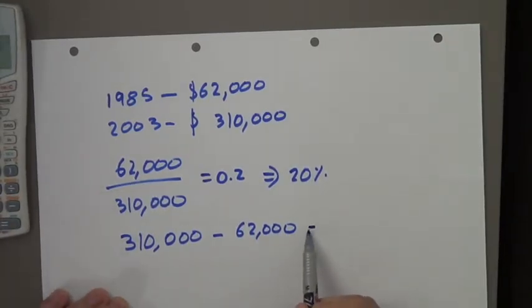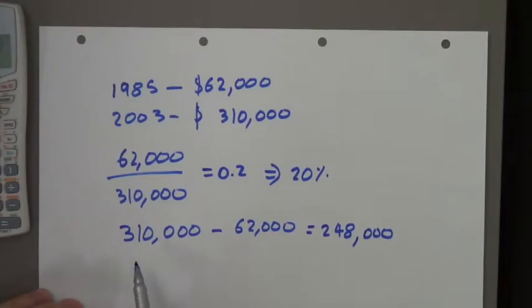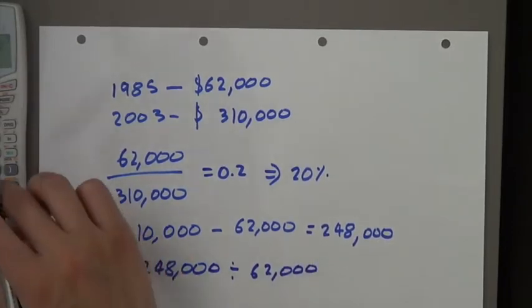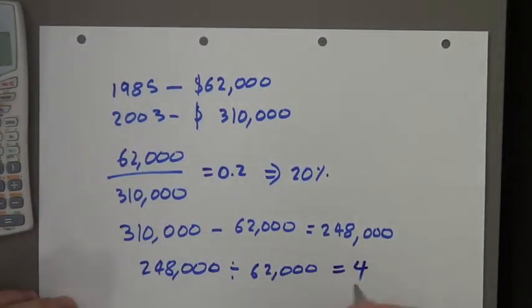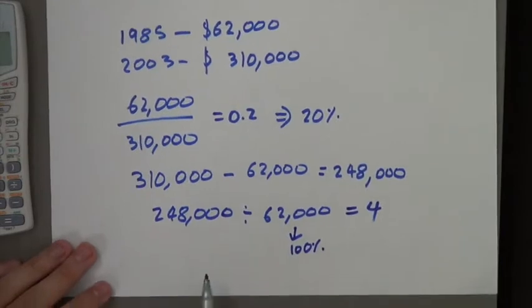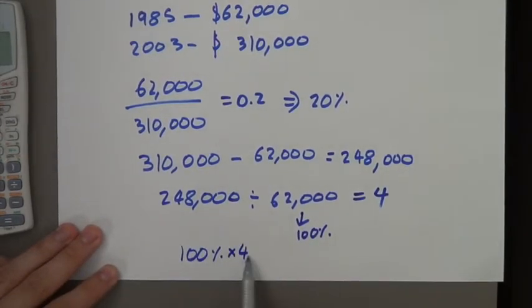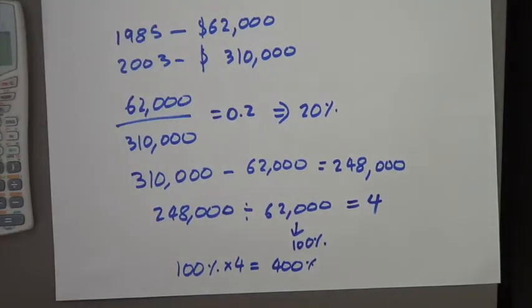So this is equal to 248,000. If we divided 248,000 by the original 62,000, you would get 4. So basically, 248,000 is 4 times as large as 62,000, and as this was the original 100%, the percentage increase is basically 400%. Okay, so that's the answer to that one.